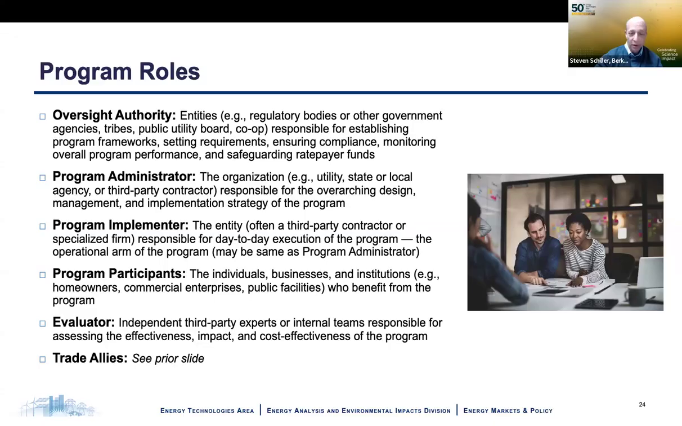And then the program implementer. This is the entity that's actually responsible for the day-to-day execution. Again, these can all be aligned or even the same party as the administrator or the oversight authority, but often it's separate. And of course, the program participants, and then your evaluator. Evaluators can be independent third parties, or they can actually be the administrator. We'll talk a little bit in the evaluation session about the advantages or disadvantages of having third parties versus the administrators or implementers doing the evaluation. And then, as I mentioned before, all those trade allies can be part of this program role.